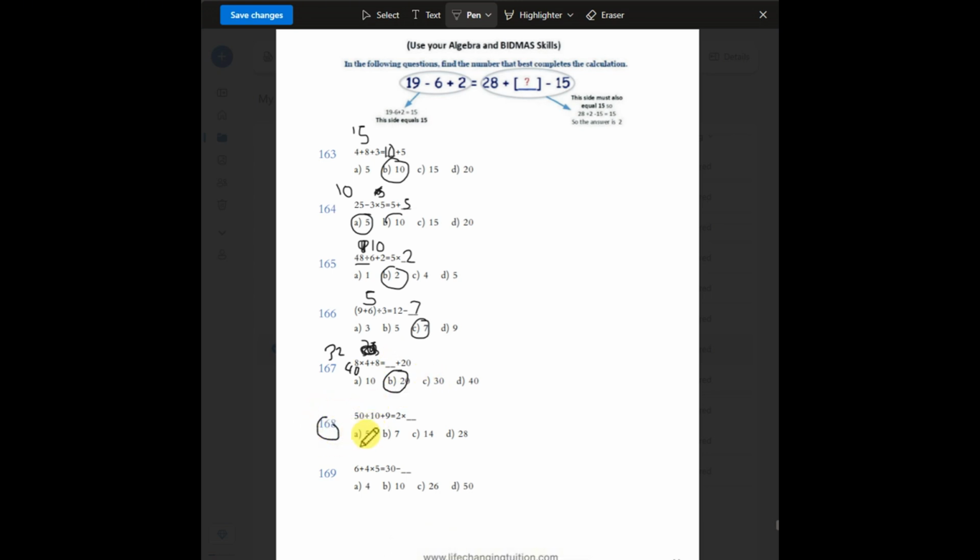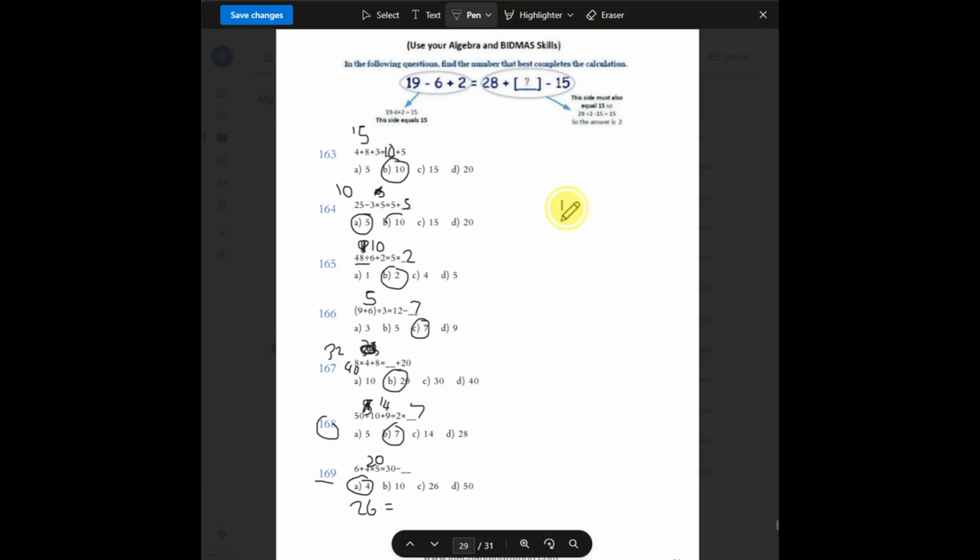Okay. 168. 50 divided by 10 first, because divide is first in BIDMAS. Okay. So 50 divided by 10 is 5. And you add the 9, it's going to be 14 on the left side. So what do I multiply the 2 by to make 14? I multiply it by 7. 169. 4 times 5 is 20. And then plus 6 is 26. And then what do I have to subtract from 30 to make 26? I have to subtract 4.